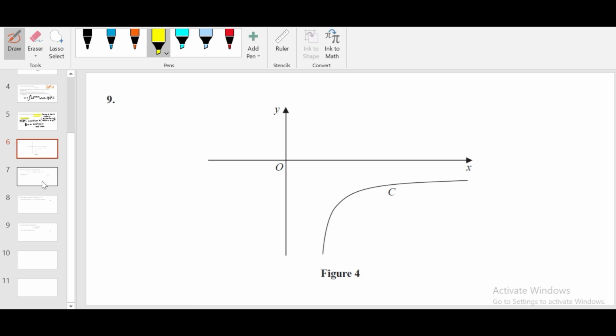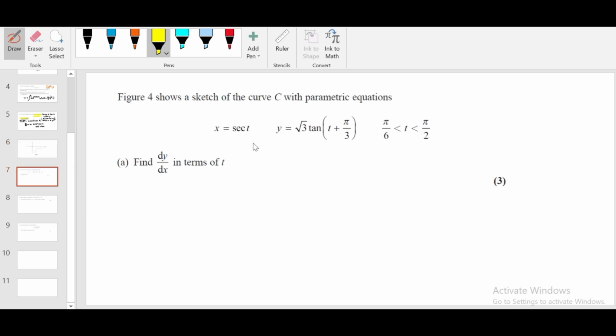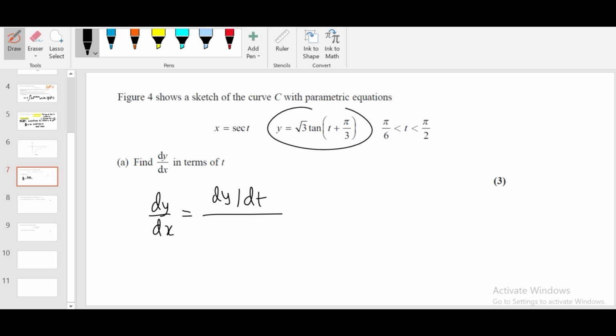There is a figure given and the parametric equations of the figure are given also. Figure 4 shows a sketch of the curve C with parametric equations. Find dy by dx. To find dy over dx, you need to find dy over dt. That means you need to differentiate this with respect to t and then divide it by dx by dt, differentiating this with respect to t.